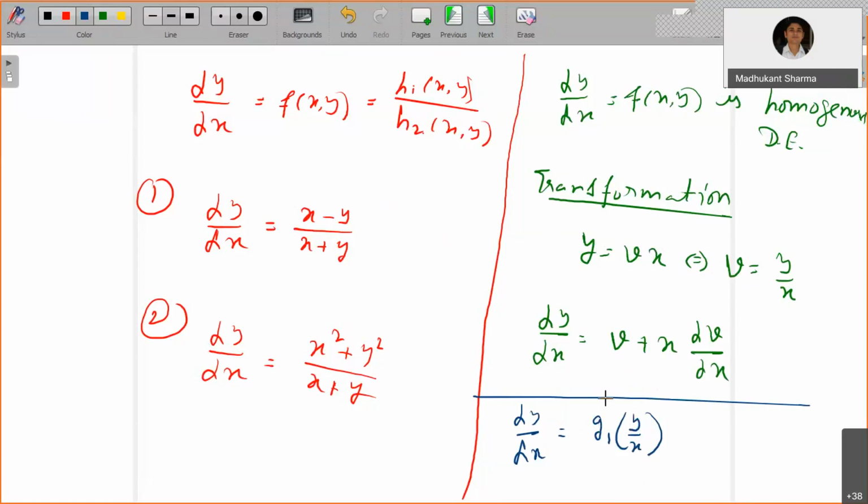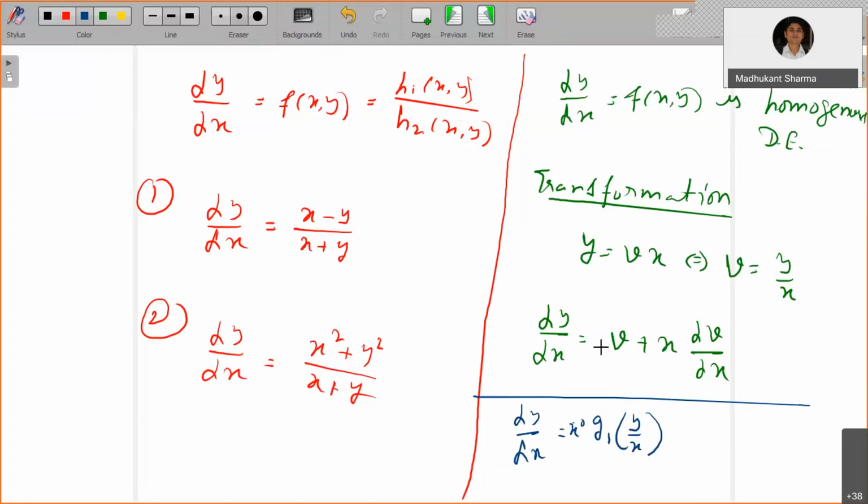If you are going to assume that this is a function of x by y, then you are going to use x equals vy. So you have to change the role of x and y in that case. Because here y to the power 0 or x to the power 0 is there, this is 1. So it's a homogeneous function of degree 0, and that transformation takes place.